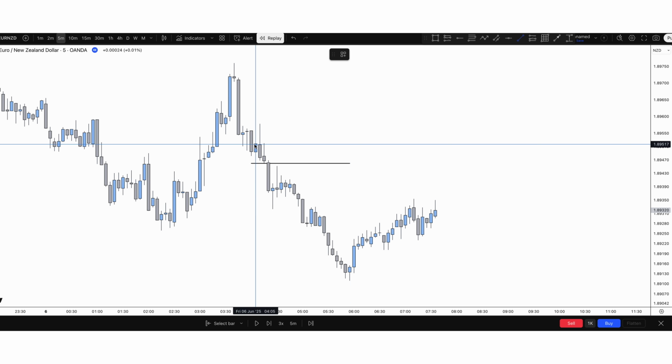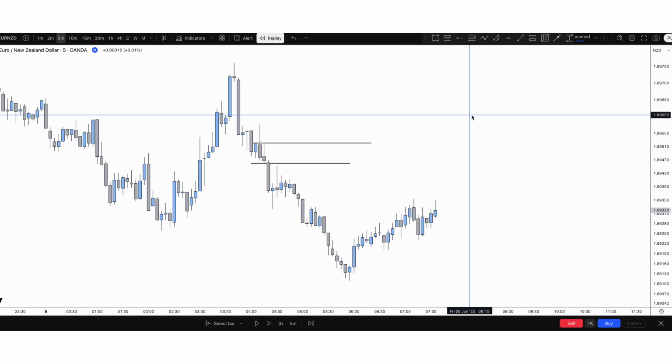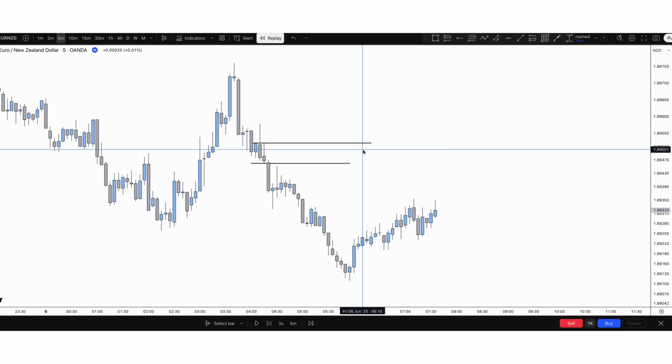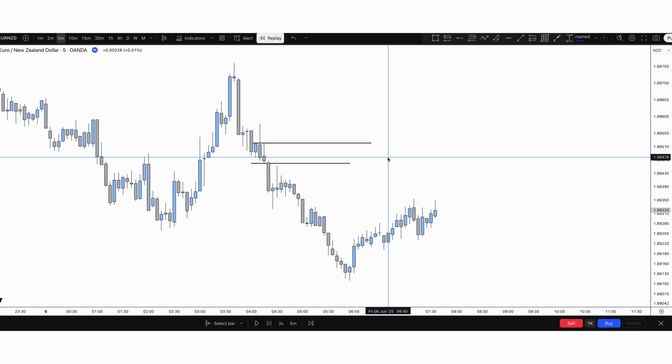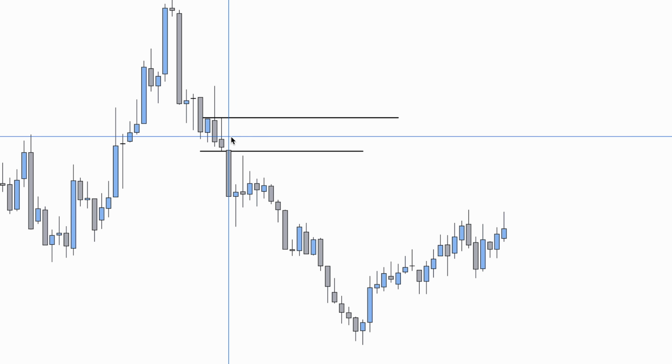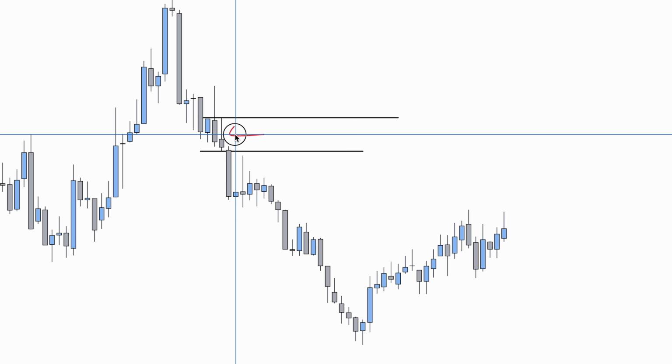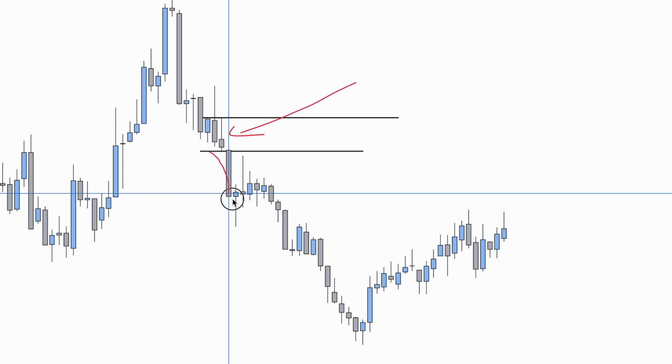Generally, when we are plotting supply and demand, the simple rule is to use an indecision candle. And I like to use the last candle before the impulse, okay? So what this means is, I don't care what color the candle is, but I want to see the last candle before an impulsive move away.